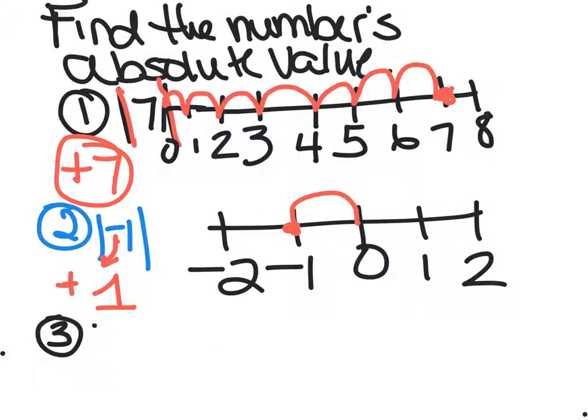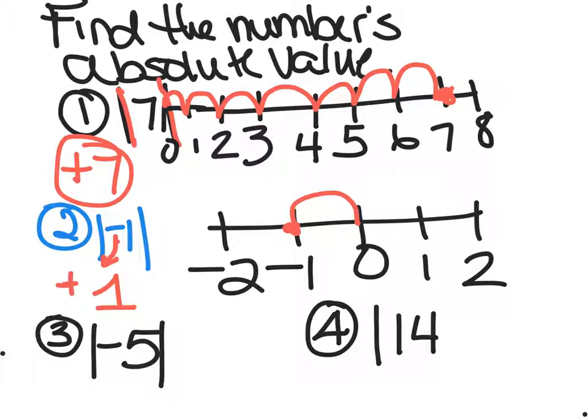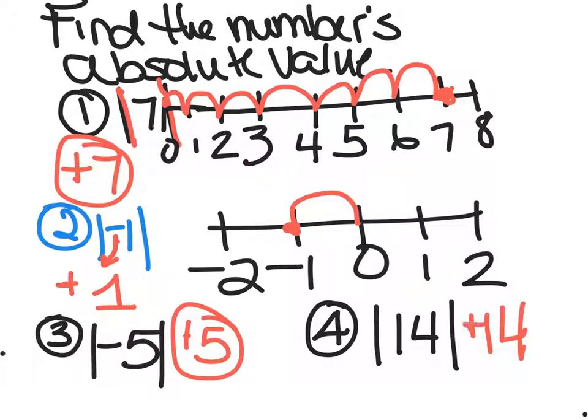You go ahead and do this one on your own. Absolute value of negative 5. If you finish that one, try this one, number 4. Absolute value of 14. Okay, so the absolute value of negative 5 is positive 5. Good. And the absolute value of 14 is 14. Positive. Always positive. Great job.